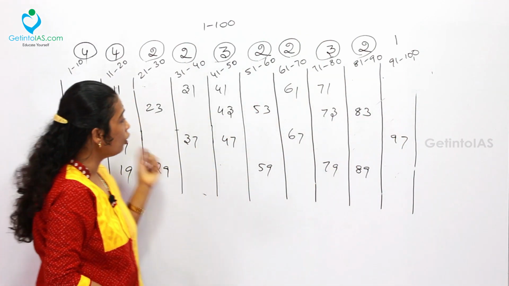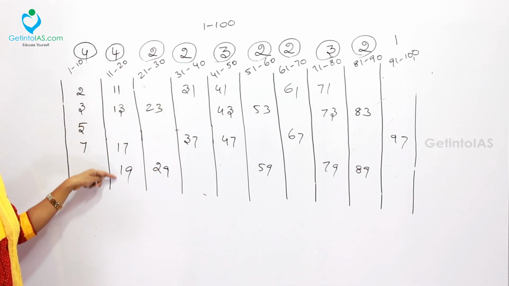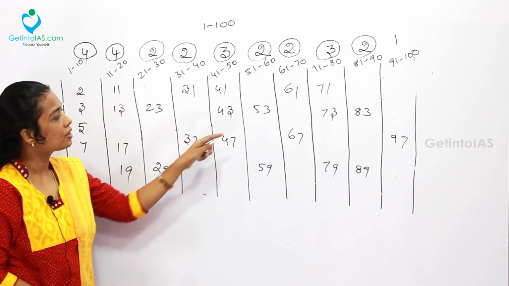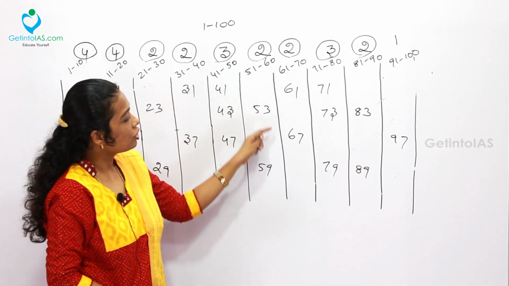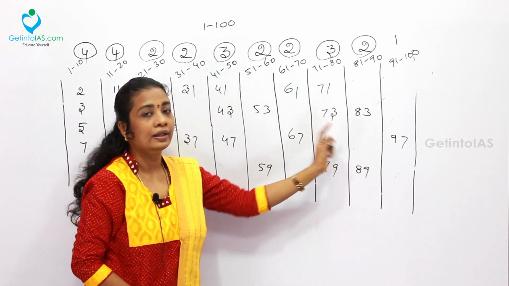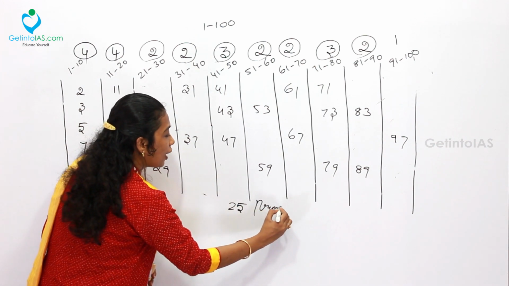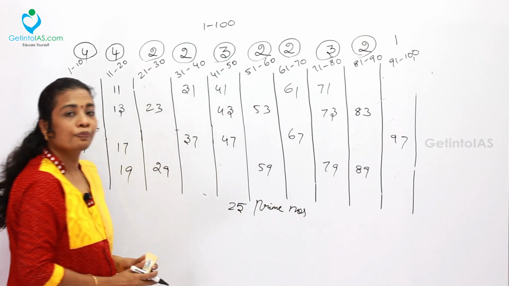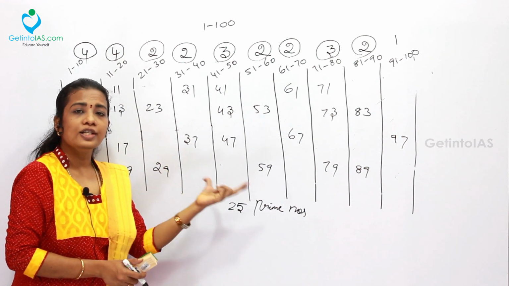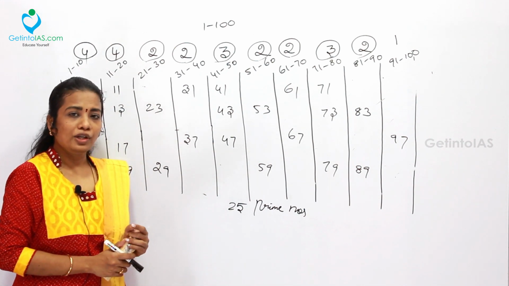So what is the only one prime number between 91 and 100? That is 97. Now you can count all these numbers: 2, 3, 5, 7, 11, 13, 17, 19, 23, 29, 31, 37, 41, 43, 47, 53, 59, 61, 67, 71, 73, 79, 83, 89 and 97 are the 25 prime numbers within the range 1 to 100. However, you need to memorize all these values for the speed calculation in the examination.